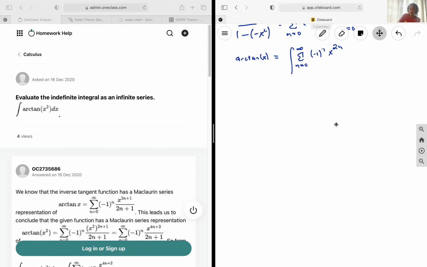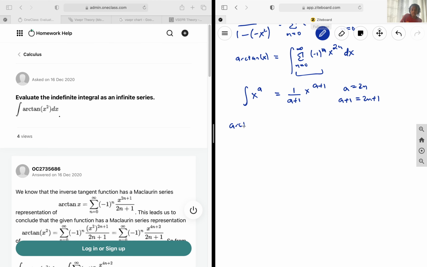Okay, and so now, because these two don't really involve any x dependence, the only thing that we're going to be really integrating here is going to be the x to the power of 2n. And just remember that the integral of x to the power of a is going to be 1 over a plus 1, x to the power of a plus 1. In this scenario, our a is going to be equal to 2n, and our a plus 1 is going to be equal to 2n plus 1.